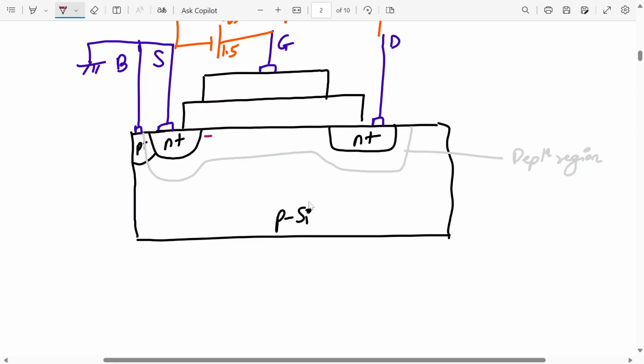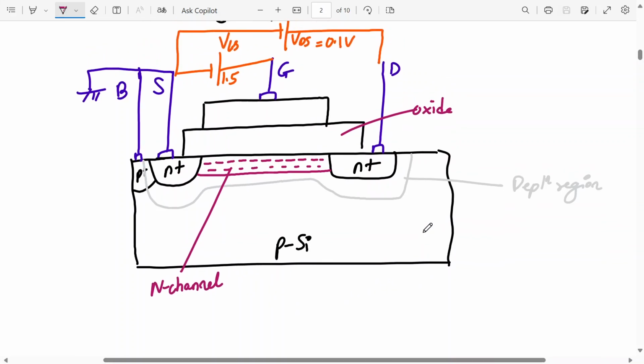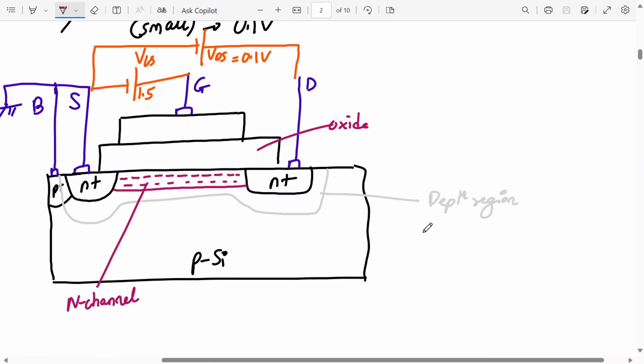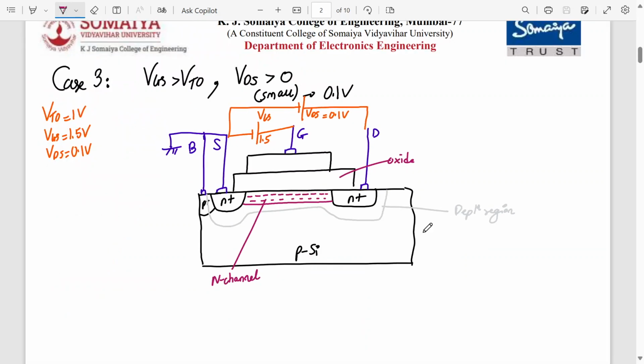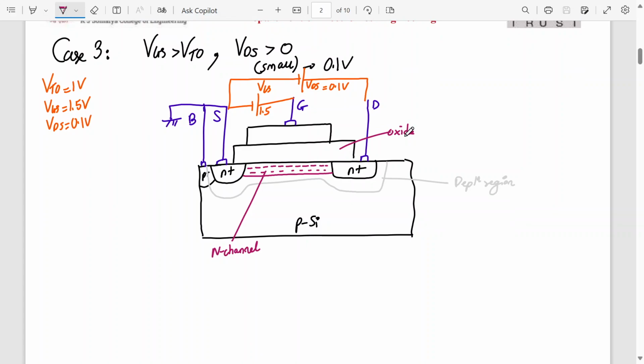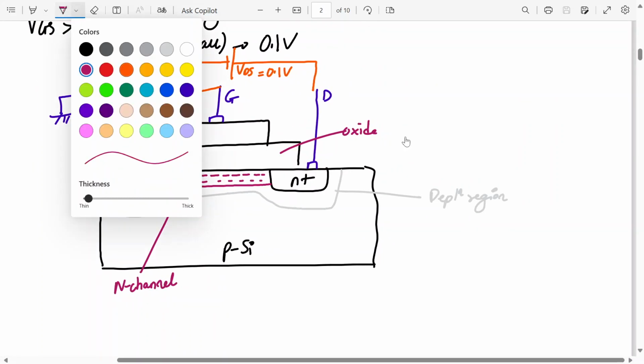Now because VGS is greater than VTN or VTO, this channel is formed already. So this channel is formed there only. These are all minority carriers. So this is my N channel formed, but don't forget there is a depletion layer also inside. This is oxide layer, this is oxide. I should have written that. Now tell me, will the current flow in the device? Yes. Okay, fine, the answer is yes. That's true, the current will flow.